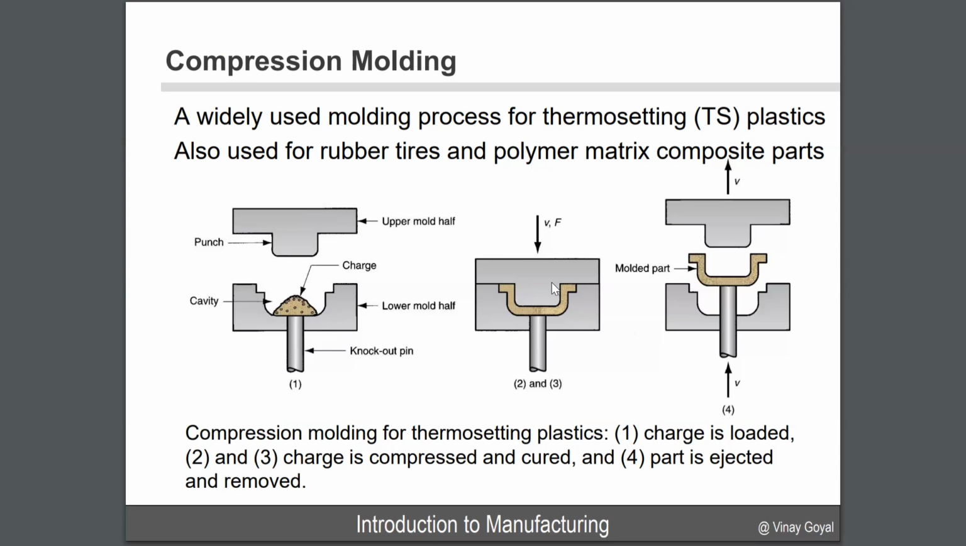You can cure it by applying temperature. In some cases, you can apply vacuum to remove any air bubbles. Then once you're done, this part is removed. This upper mold half is removed, leaving behind the molded part.